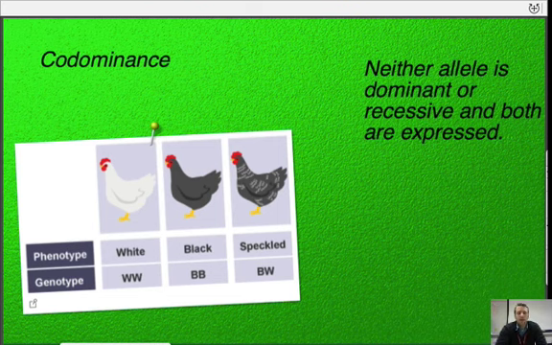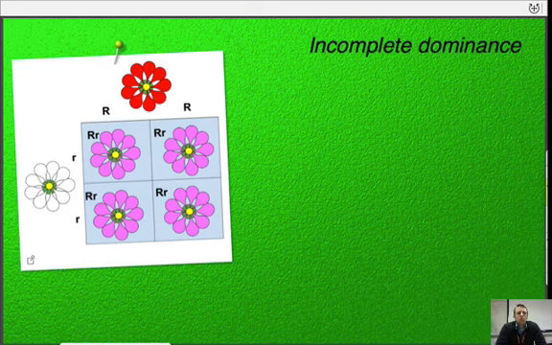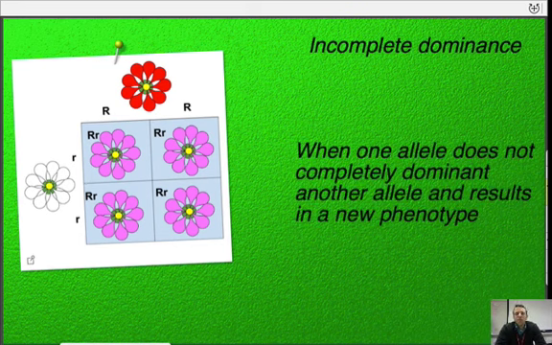Looking at incomplete dominance. So looking at this picture here, you see that we have a red rose and a white rose, a big R, little r, little r. Now look at these four squares here. They all have one big R and one little r. So what we talked about before is that all four of those should be red because at least one capital letter. But it doesn't happen in incomplete dominance because in incomplete dominance, one allele does not completely dominate another allele and results in a new phenotype. So that red phenotype is not completely dominating the white phenotype, hence incomplete dominance.